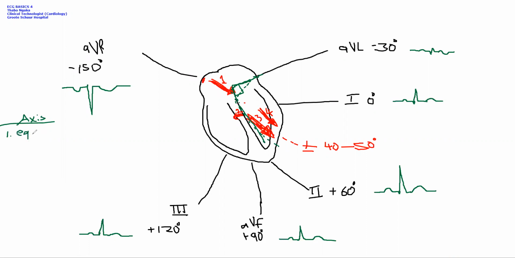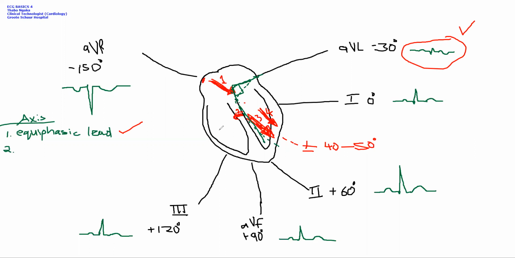So your most equiphasic lead, in this case, is AVL, okay? That's the most equiphasic lead. Now, this confirms that our rules are true. Because if you think back, once again, I'm going to reiterate, when an impulse moves perpendicular to a reference electrode, you get an equiphasic lead.